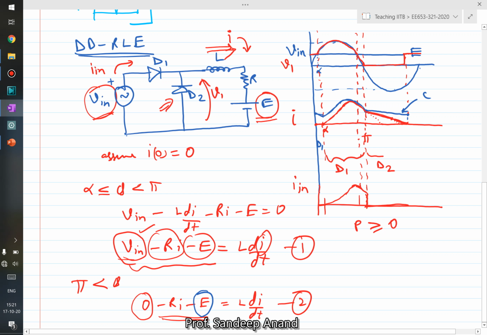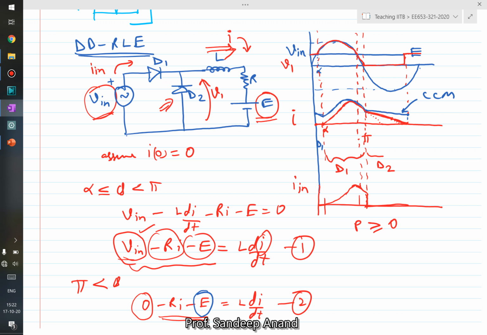So you see that there is a possibility of the circuit operating in continuous conduction mode also, unlike the previous circuit, which was expected to operate in discontinuous conduction mode. This circuit can operate in continuous conduction mode also. So this is also one of the features of this freewheeling half wave circuit.